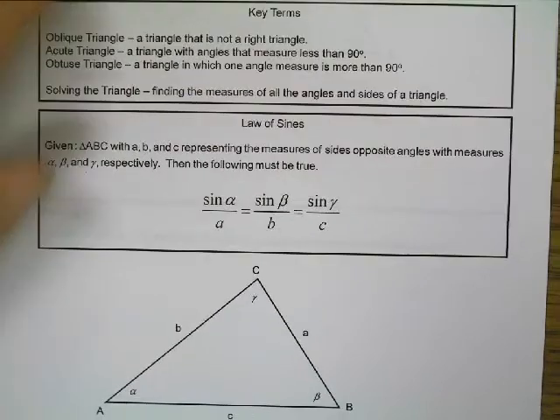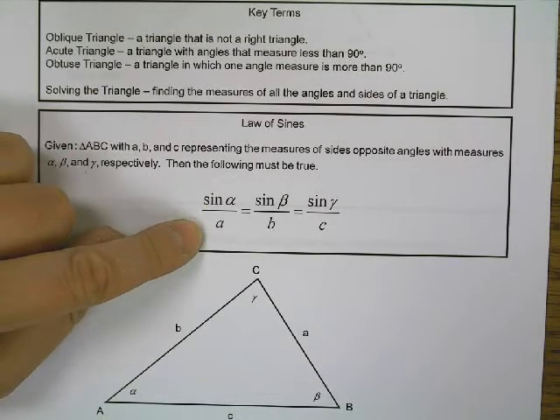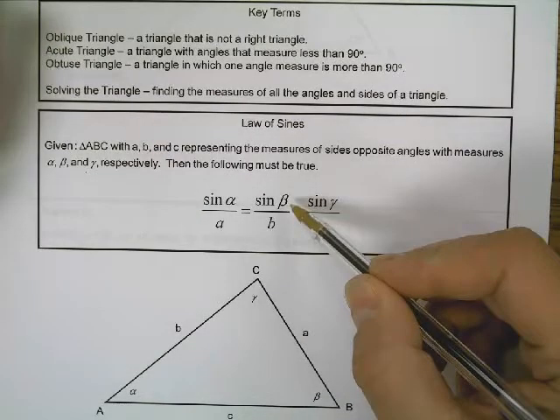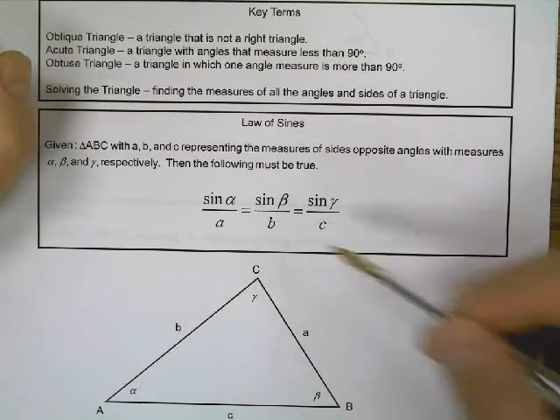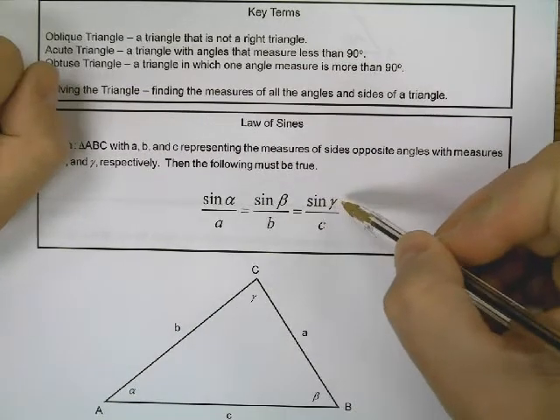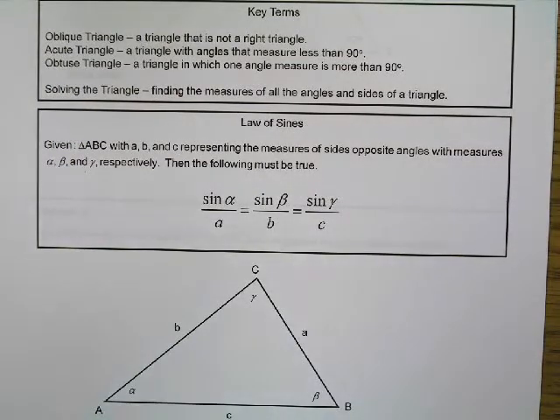And the law of sines says that if you take the sine of one of the angles and put it over the side across from that angle, that will be equal to the sine of a different angle over the side across from that angle, which in turn will be equal to the sine of the third angle over the side across from that angle. So we're only going to be dealing with two angles and two sides at a time, but all three will be equal if you put them into those ratios.